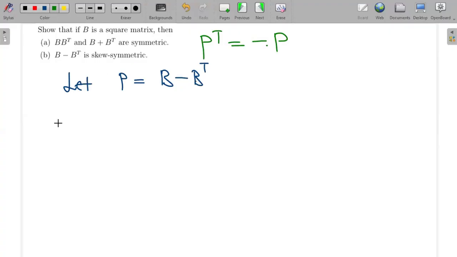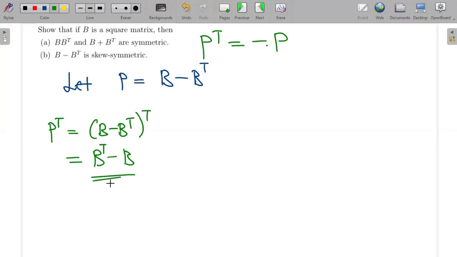So let's start with the transpose. If I say P transpose, it will be equal to, I have to put the transpose even on the other side, so it will be B minus B transpose and then transpose. So the transpose goes to the B, I have B transpose, and then the transpose goes to the B transpose, I just have B. So my P transpose is B transpose minus B. So you keep this, and then now you find the minus P.